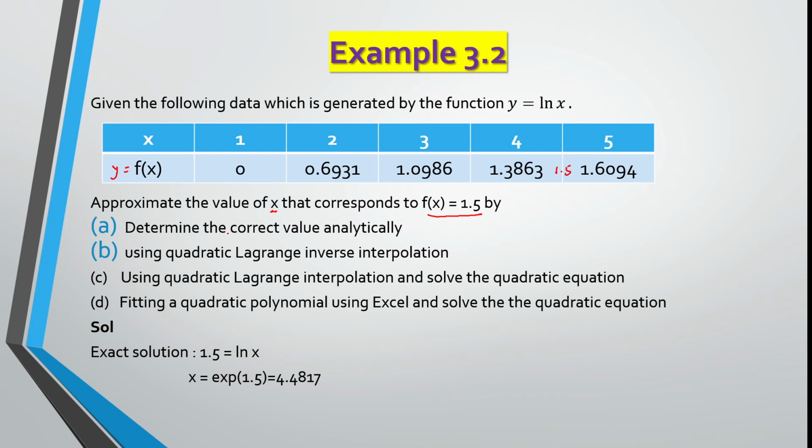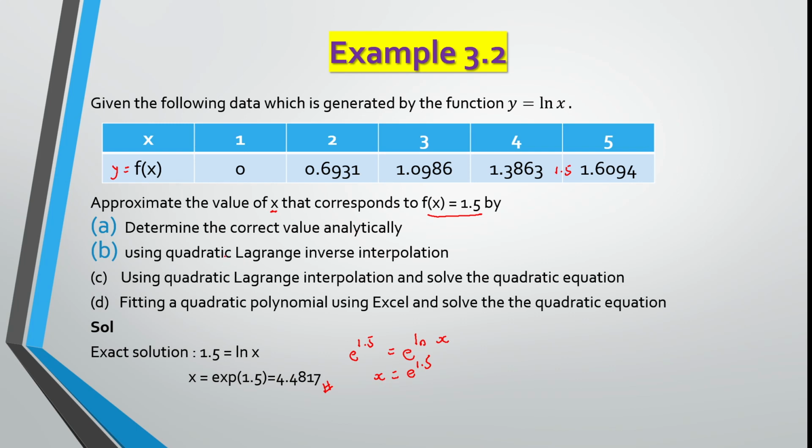Question A, determine the correct value analytically. We know the function is y equal to ln x. So y now is 1.5, so 1.5 equal to ln x. Hence, you take the exponent on both sides: exponent of 1.5 equal to exponent of ln x, which gives x. That's why x is exponent 1.5, which is 4.4817. This is the exact or analytical value.